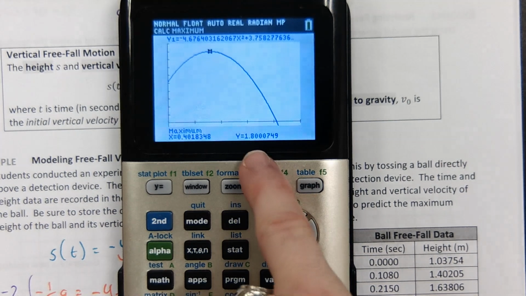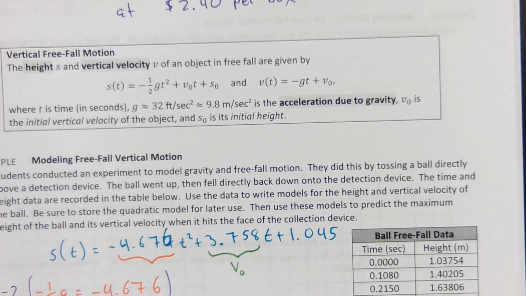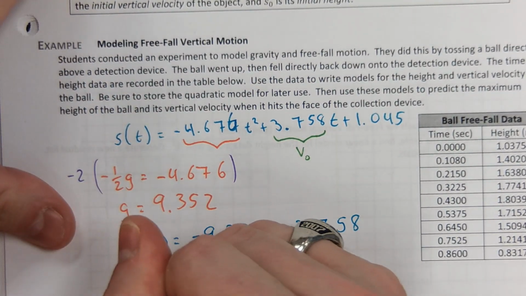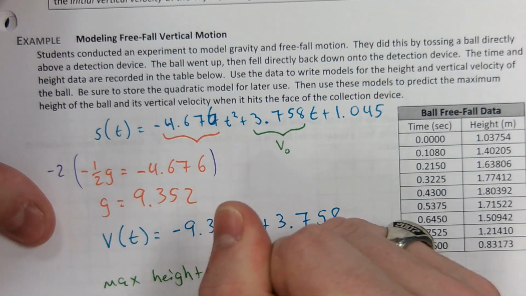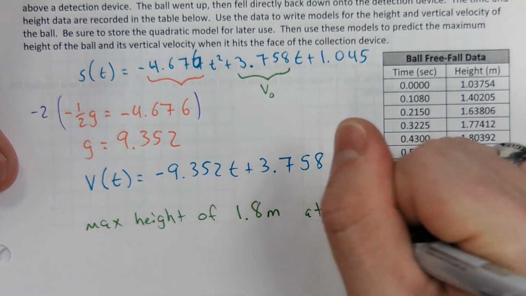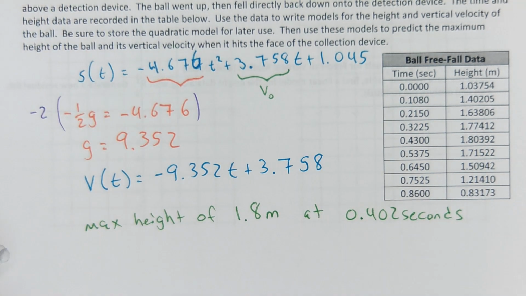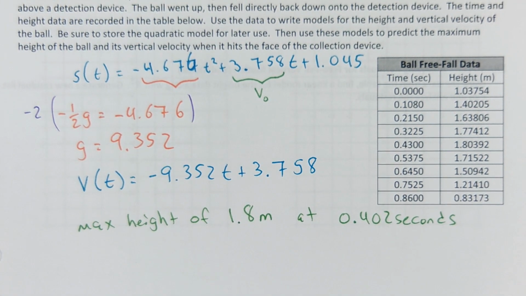This maximum height ended up being about 1.8 meters at 0.402 seconds. Bless you. That was the vertex of my quadratic. Second trace maximum. Go left, go right, go center, and it'll give you where and when the maximum occurs. Cool with that idea? Great. Let's talk about the next part.